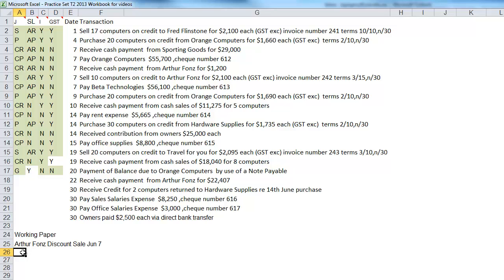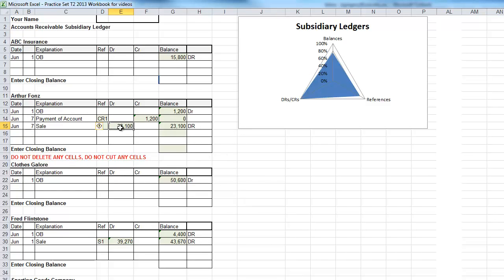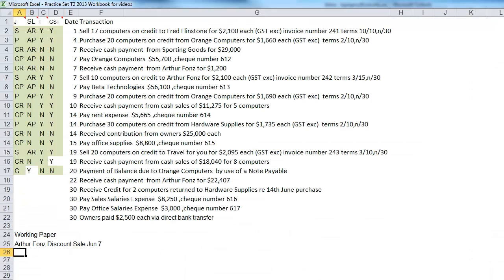So the sale, so he owes us. Let's go and look at the subsidiary ledger. $23,100 from that sale on June 7th. So we go back to the transaction. So he owes, 23,100. Discount is 3%. Terms 3/15.